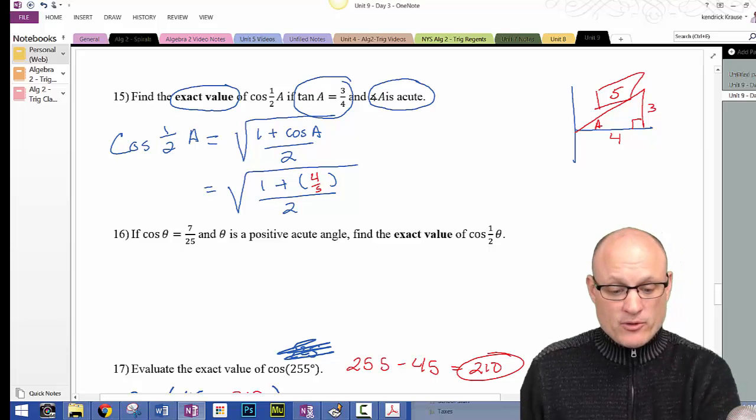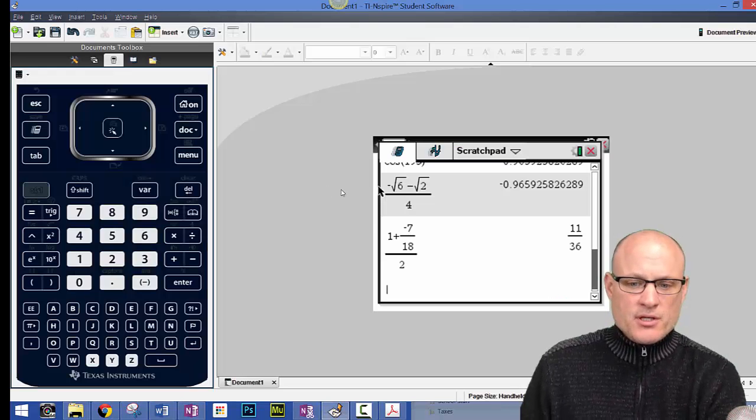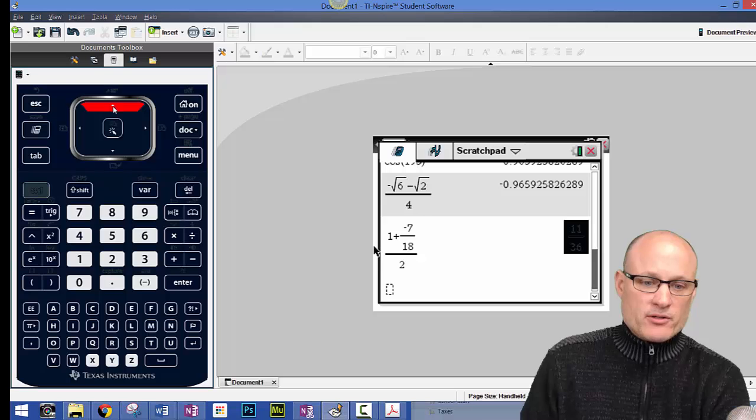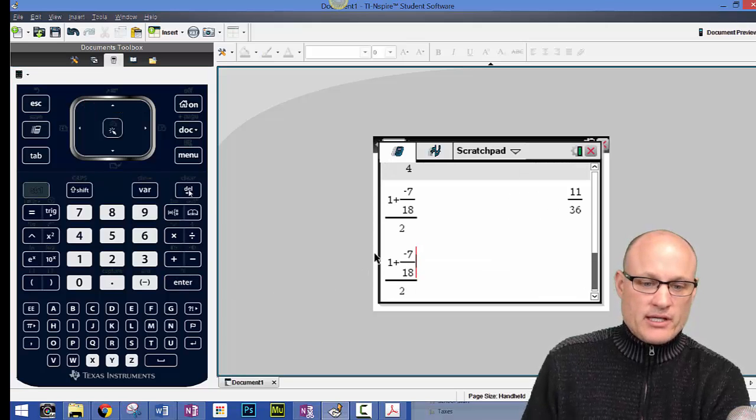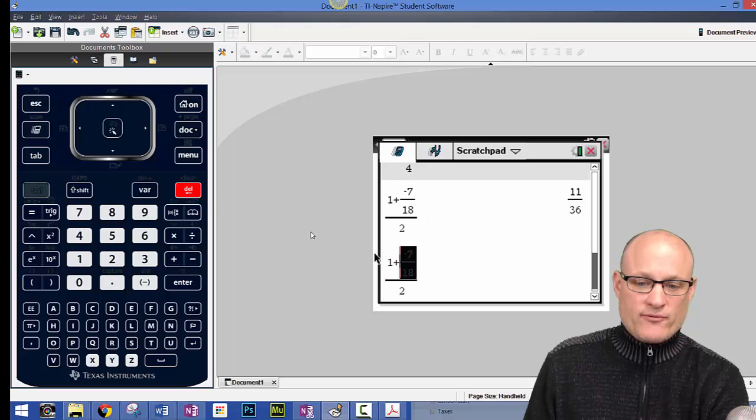4/5. Pop over to my calculator and hit the up arrow because I'm being lazy, and I'm going to check. Oh, what happened to my parentheses? The calculator knows if you need parentheses or not.